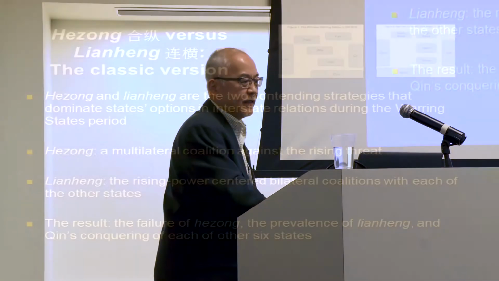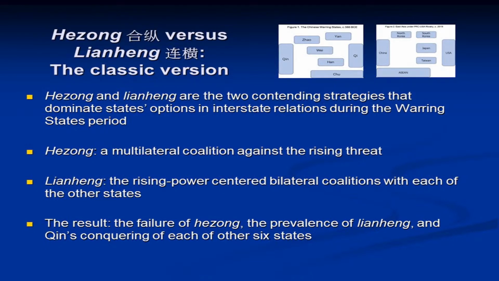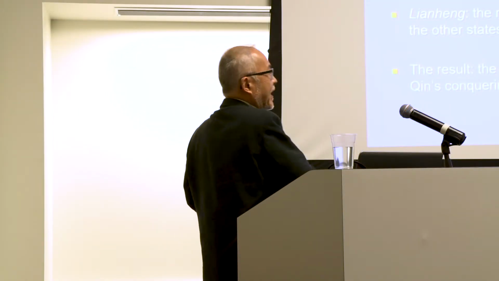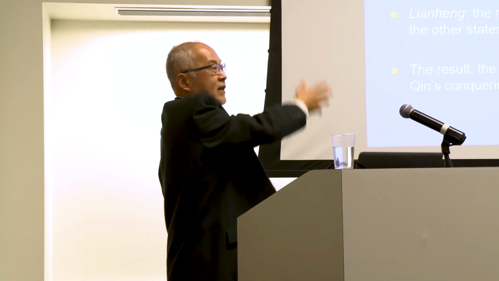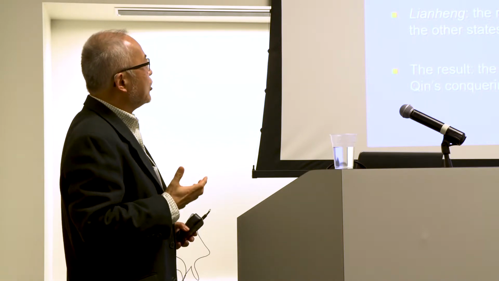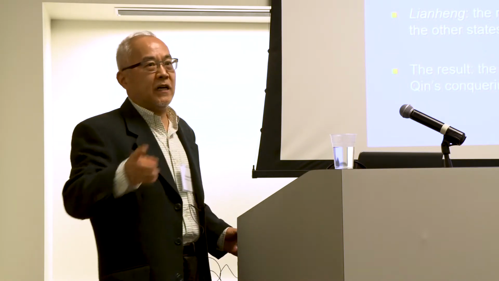Yes, so in the classic map of the Chinese Warring States, there are two contending strategies, so-called 合纵 and 连横. Roughly defined, 合纵 basically means a multilateral coalition against the Qin threat. From the map, you could see 合纵 literally means cooperation vertically. So those states except Qin, when they cooperate with each other, the relationship is vertical, so-called 合纵. 连横 means the Qin power tried to develop a bilateral coalition with each of those 6 states.